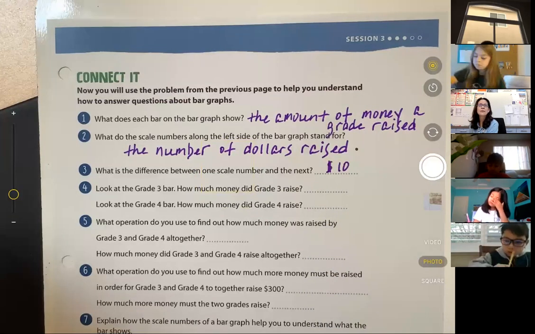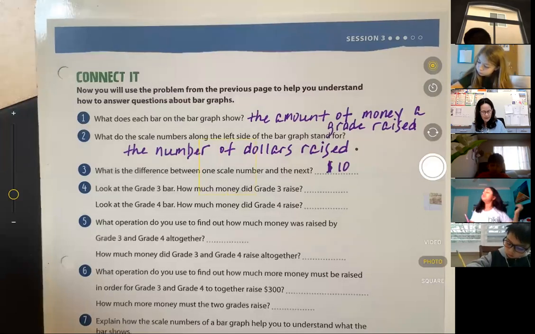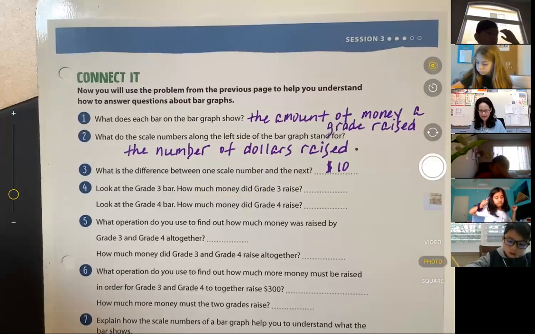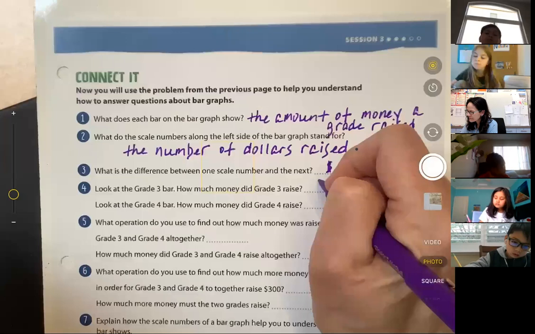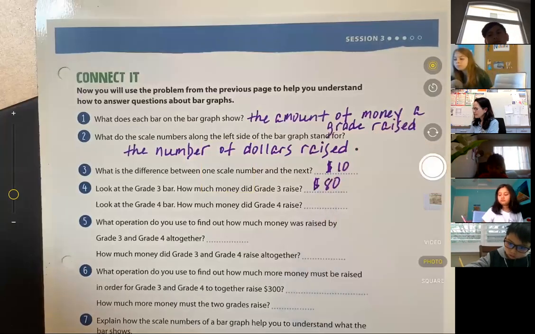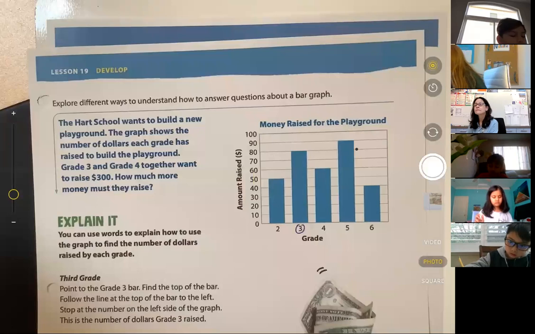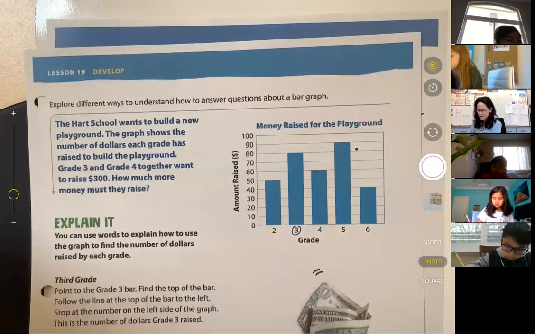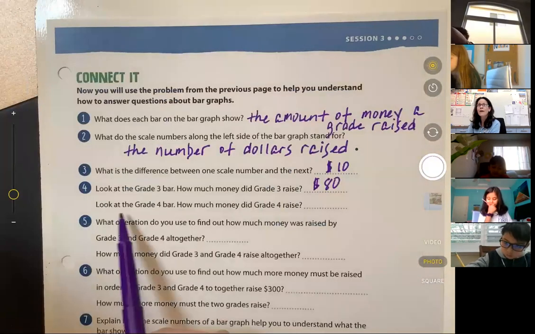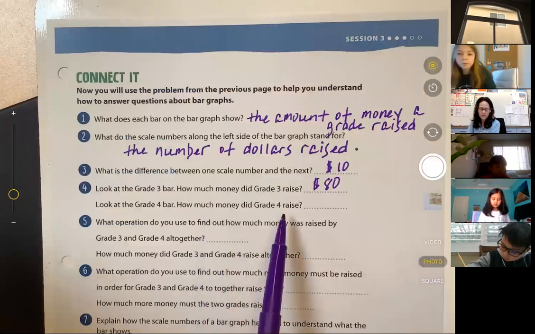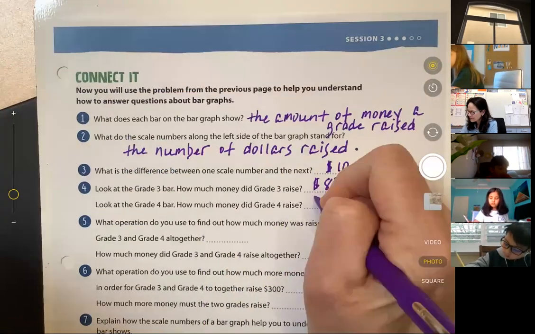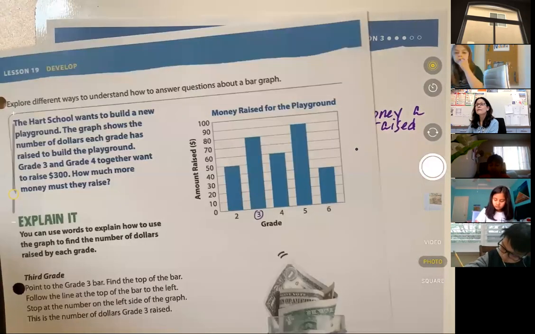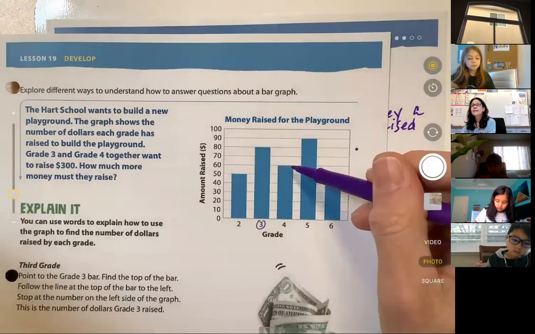Question 4 is saying, look at the grade 3 bar. How much money does grade 3 raise? And again, in our interpretation, we saw that grade 3 raised $80 here. The next one is going to ask, look at the grade 4 bar, how much money did grade 4 raise? And again, $60. Grade 4 is here, friends. $60.